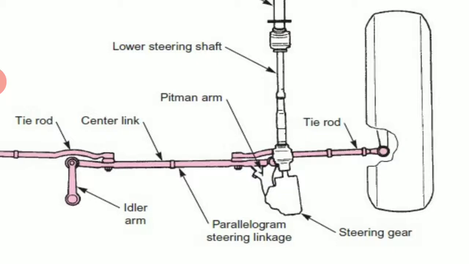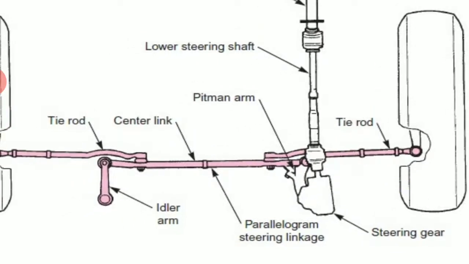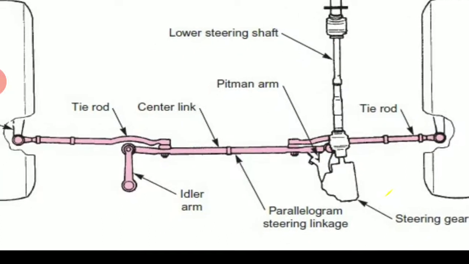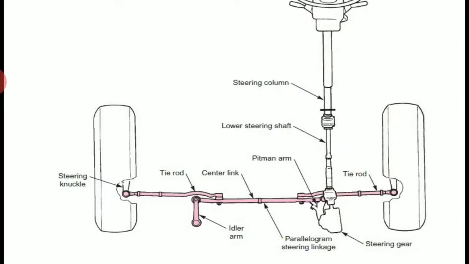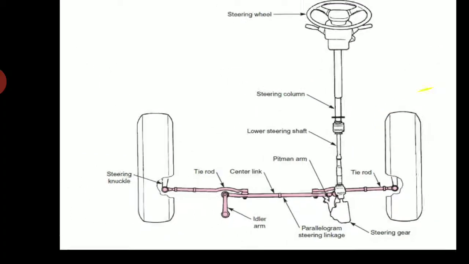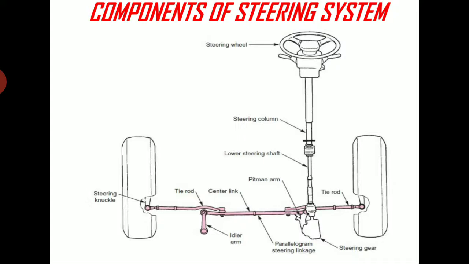Then there is the pitman arm. We'll discuss what that pitman arm is and how exactly it works, and I'll show some pictures also. Then there is a tie rod. Then there is a parallelogram steering linkage, which connects your pitman arm to the idler arm. There is an idler arm, then a center link. So these are the different components of the steering system.